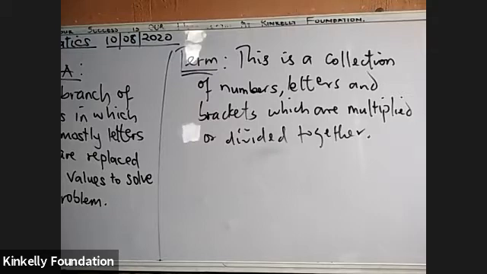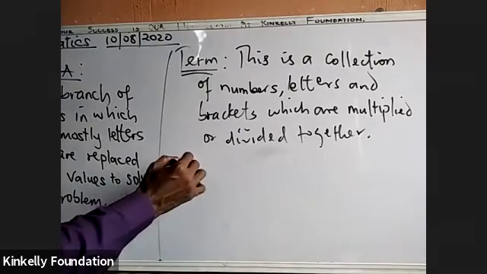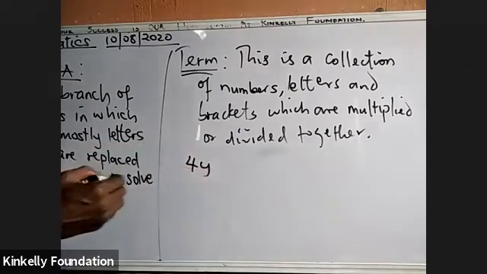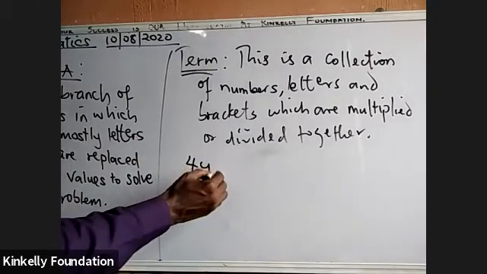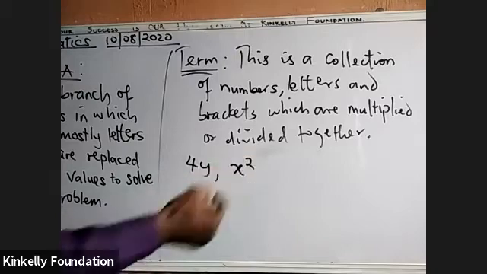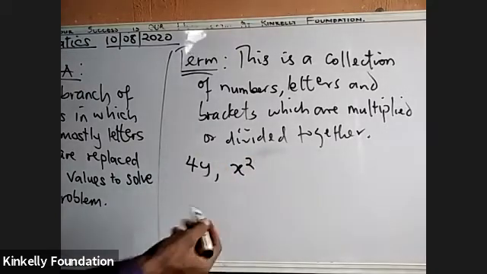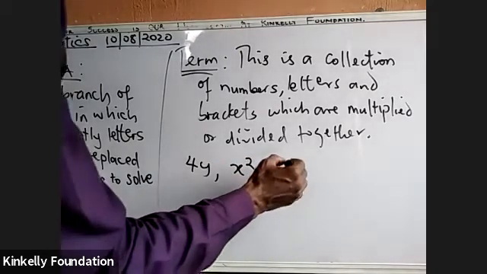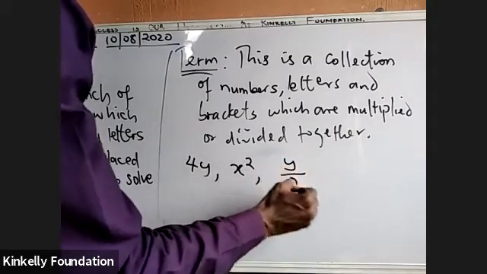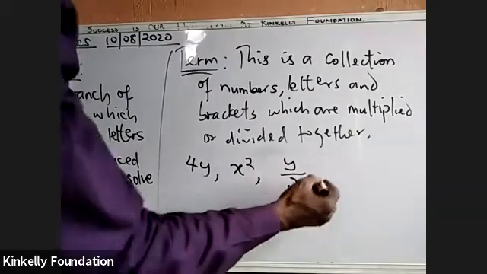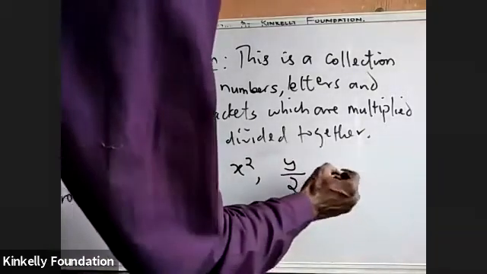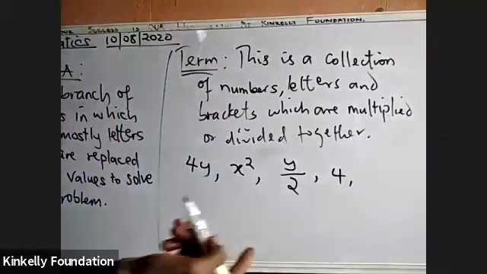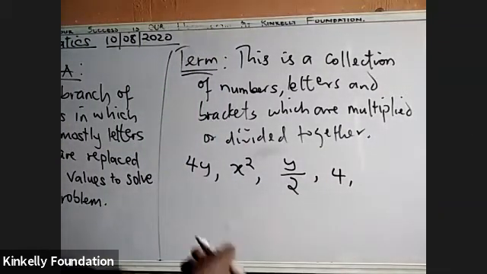Now let's look at this. If you have 4y, 4y is a term. Now we have s squared. s squared is a term. We have y over 2. This is a term. There are many of them. Even if we talk about 4 only, 4 is also a term.